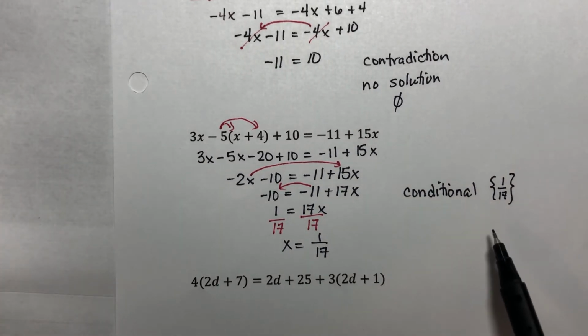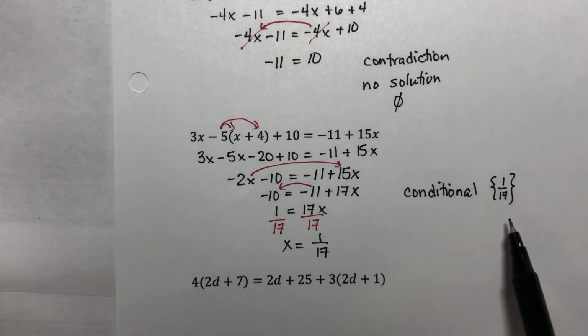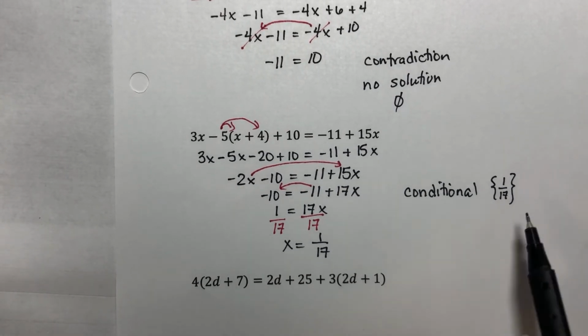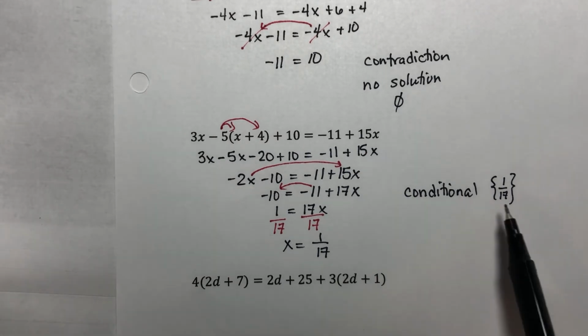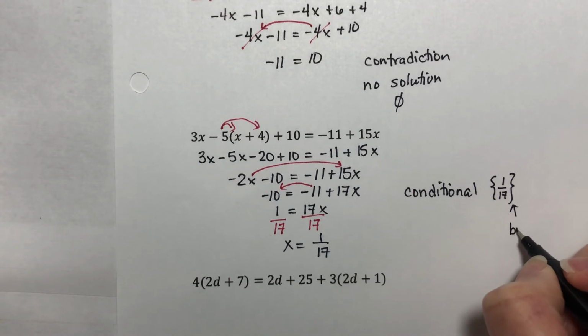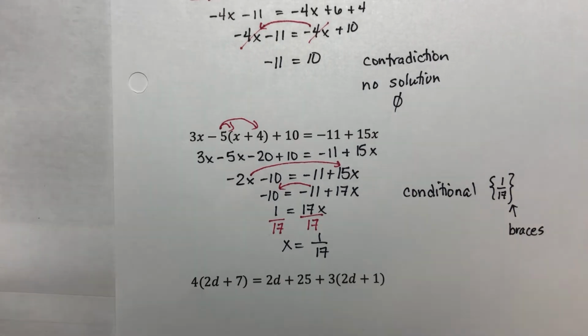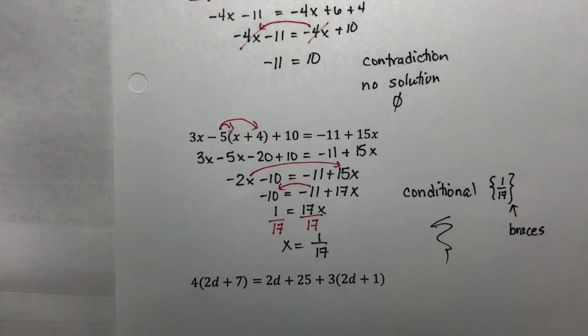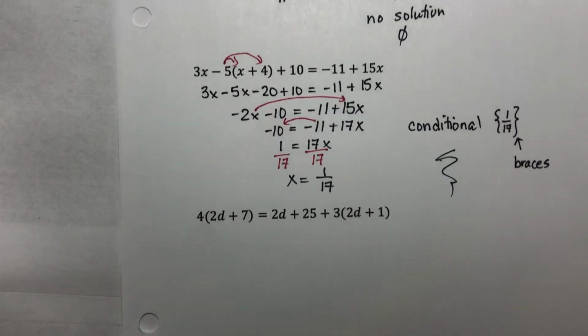And it's not because this is a fraction, it's not because of anything else. If I got any answer here, it would be a conditional, and I'd write my answer inside those little squiggly brackets that are technically called braces. They don't have to be pretty. One of my professors called them squiggly brackets, and they tend to look like that. Doesn't matter.